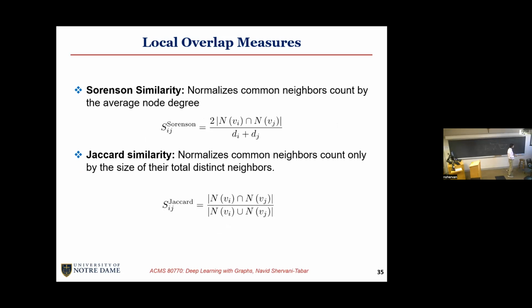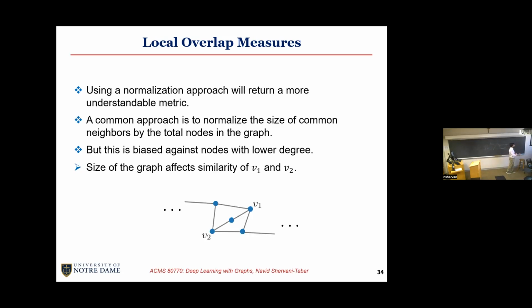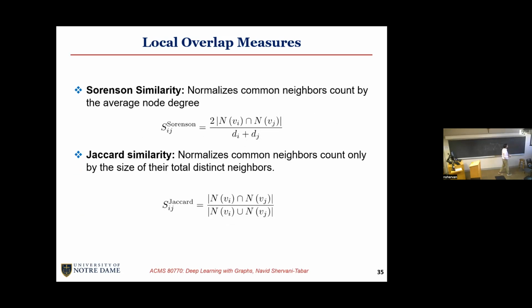So the output is going to be 1, because 3 shared neighbors over the average degree of 3 is 1. Another method is Jaccard similarity. It normalizes the number of common neighbors by the total number of unique neighbors that these 2 nodes have altogether. Again, each of them only has these as neighbors, so the number of unique neighbors in total is 3, and the number of shared neighbors is 3. When we normalize that, the output is going to be 1 again. Both of these methods only take into account the local neighborhood of the node.